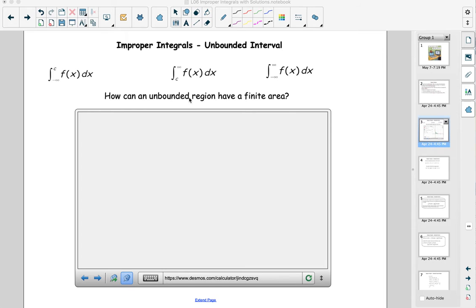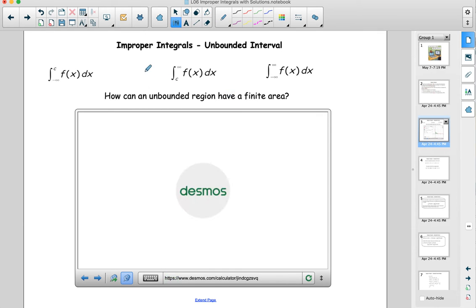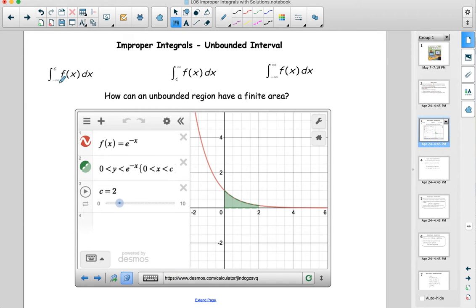So how could an unbounded region have a finite area? That's what I'm going to get you to think about now. So the integral from negative infinity to c, would that be finite? Would the integral from c to infinity be finite? What about the integral from negative infinity to infinity of a function? Would it be finite?